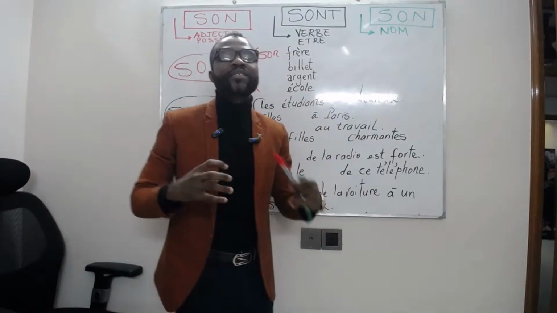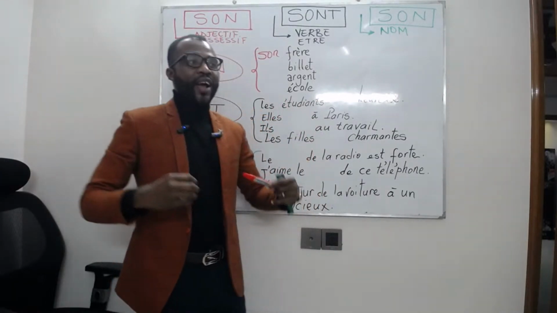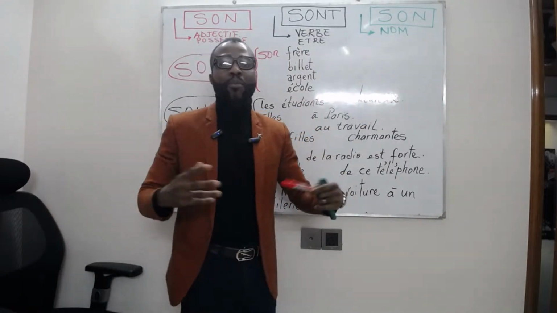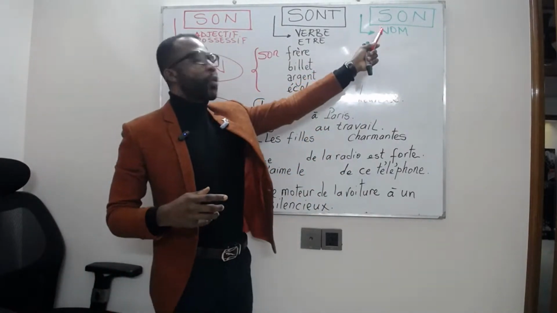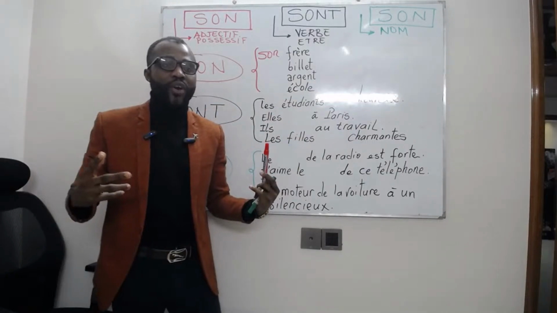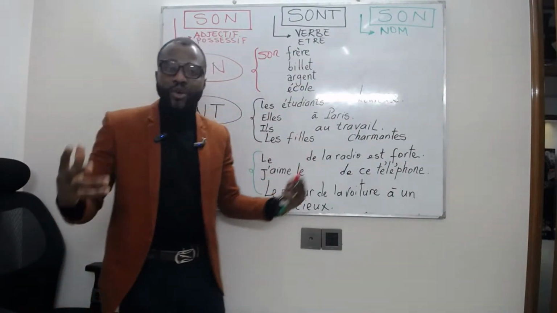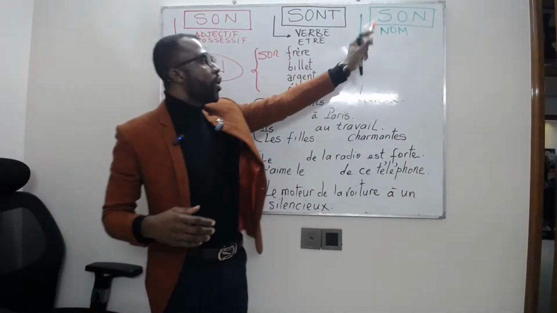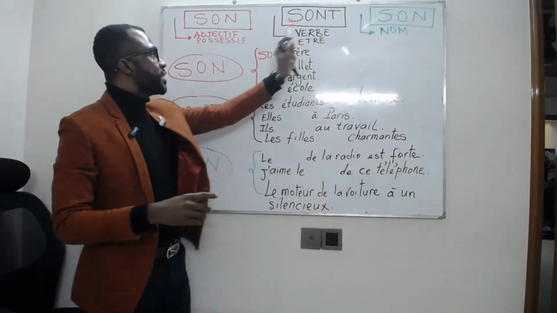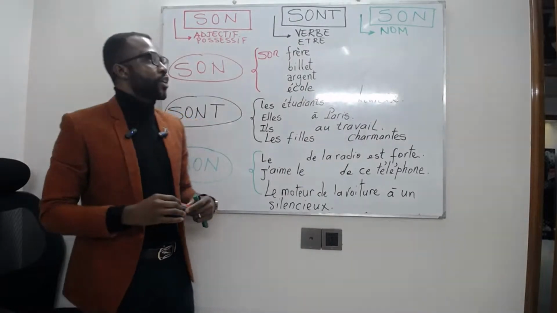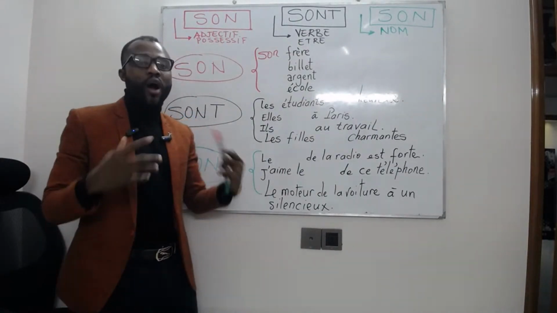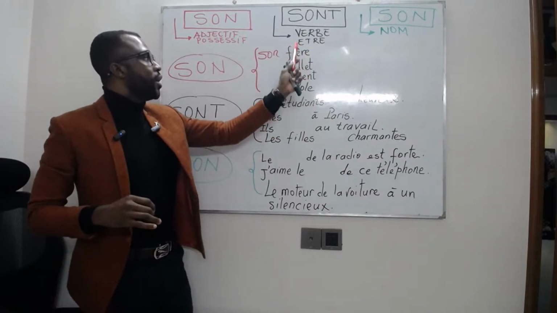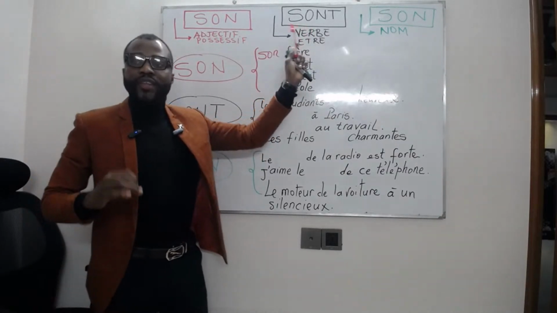So son means sound. You can already have an idea how we're going to use this son and what type of sentences we can use with it. The sound of the radio, the sound of the TV, the sound of the phone. So we can use this son as a noun. And this son is used as a verb. If you want to say something with are, the verb to be in the third person of the plural form, we use son, S-O-N-T.